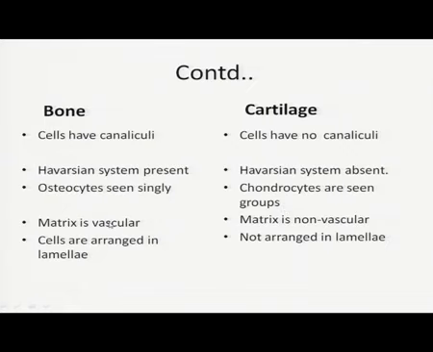The matrix is vascularized in the case of bone, and it is non-vascular in the case of cartilage. Cells are arranged in lamellae, definite concentric rings, in bone, and here in cartilage they are not arranged in lamellae. Cells are not arranged in any concentric pattern. The outer covering of the bone is known as periosteum, and in cartilage it is known as perichondrium.